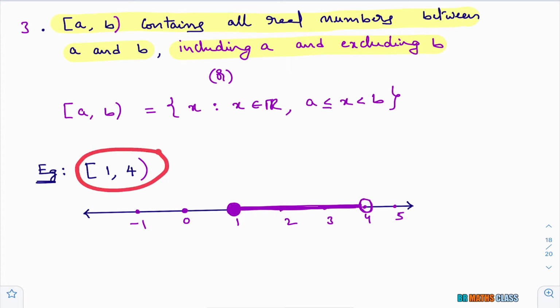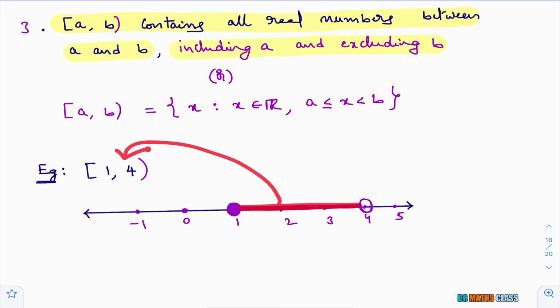You come to this example. How do you read it? The interval closed 1, open 4. What does it mean? It contains all real numbers between 1 comma 4. 1 is included, 4 is excluded. You observe how to mark this on the number line. You mark all the numbers in between 1 and 4. You look here, all this part is present in this interval.